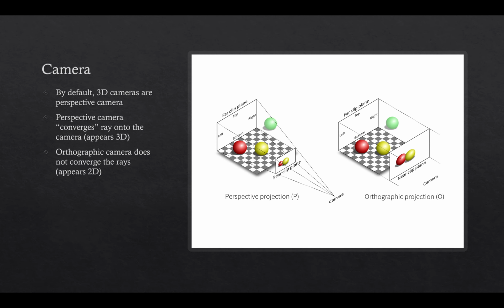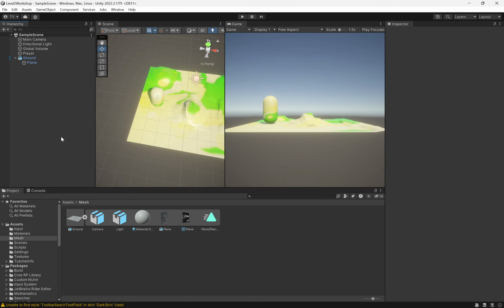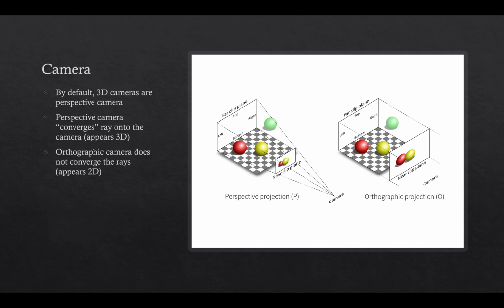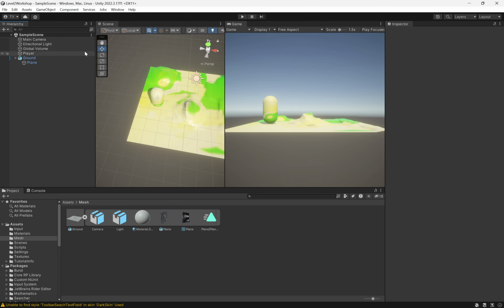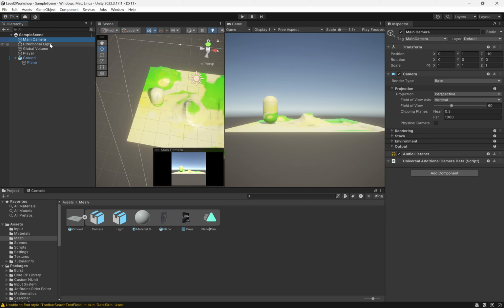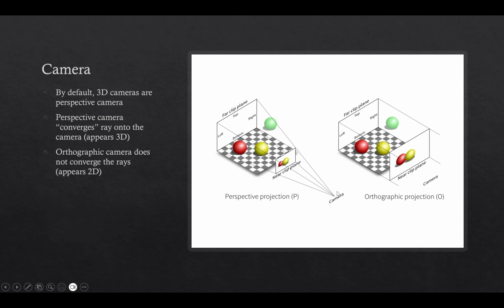Okay, so I believe that is almost all. The last thing that is different in 3D is that the cameras are different. By default, the cameras in a 3D project are perspective. The way perspective works is that it's going to shoot multiple light rays that converge onto the camera in 4 different directions to create this image.